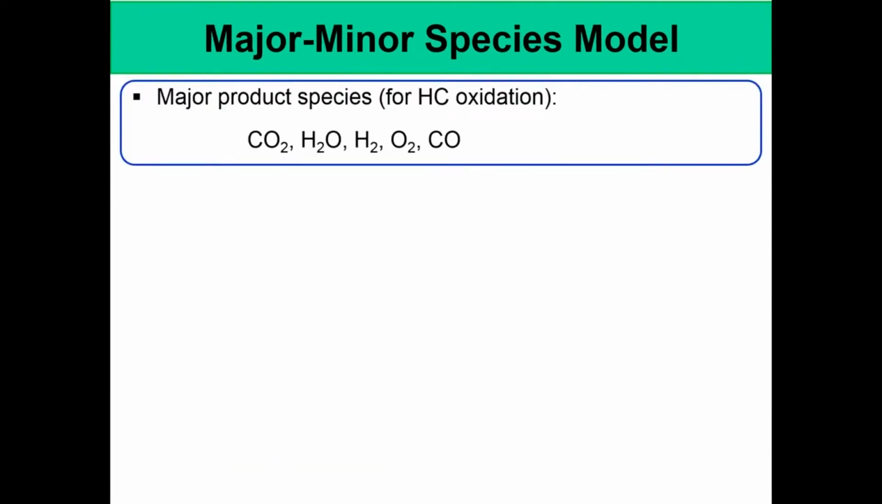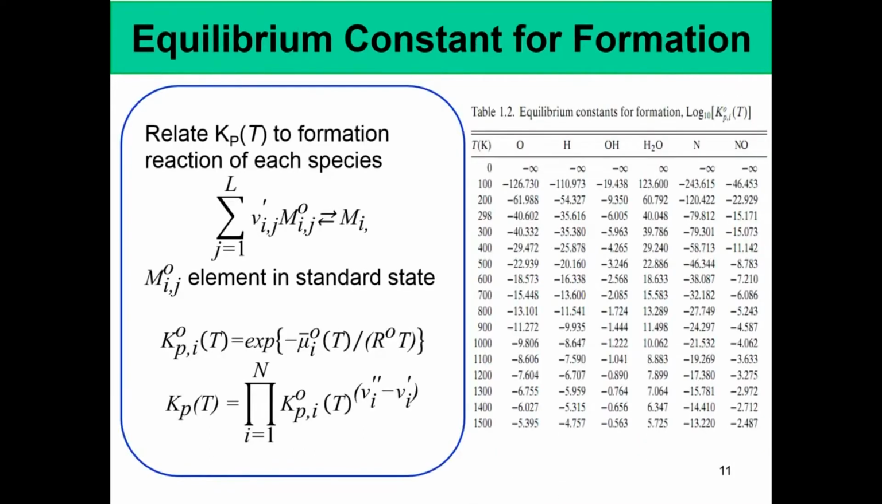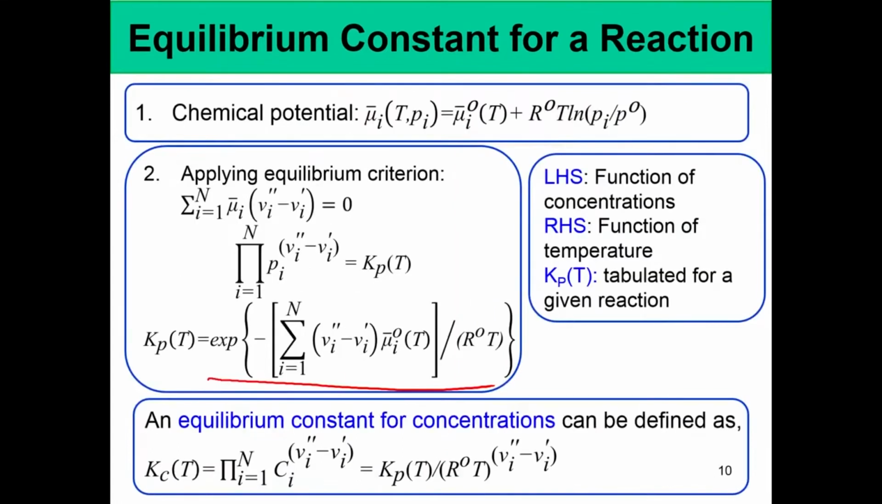The most important thing to note is that this is essentially our equilibrium constant definition, and it is given by the continued product of the partial pressures of the species raised to the difference of their stoichiometric coefficients, the stoichiometric constants that are involved.